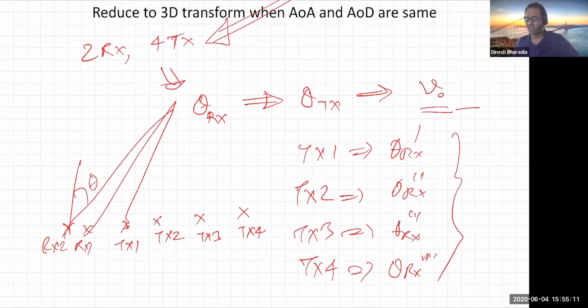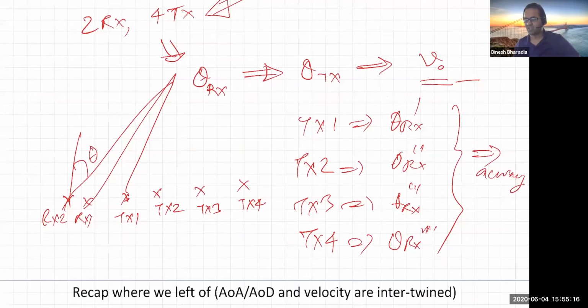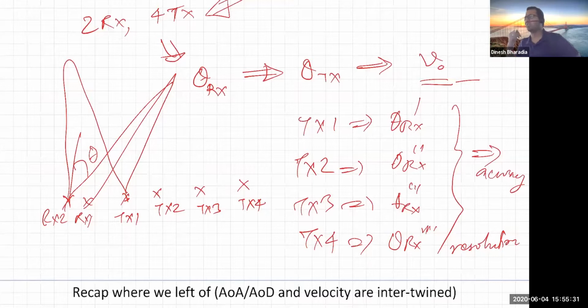Averaging these four helps your accuracy, okay? But does nothing for your resolution. If there is another reflection which is coming from this angle, it will be the same amount of closeness, and it will cause the same amount of error in all four transmitters, okay? Does this make sense now, the intuitiveness of the argument I just made? Okay, that's fair. So what can we do now?